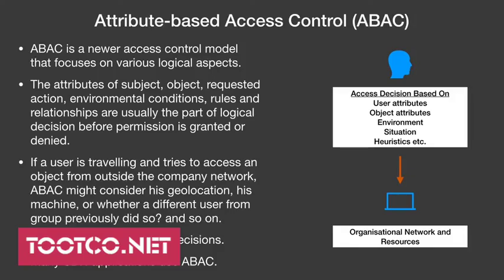Let's say a user is traveling and tries to access an object from outside the company network. ABAC might consider his geolocation, or maybe the timing attributes, is it a weekend, and so on. In short, it takes intelligent decisions based on many logical factors. A lot of SDN applications use ABAC.